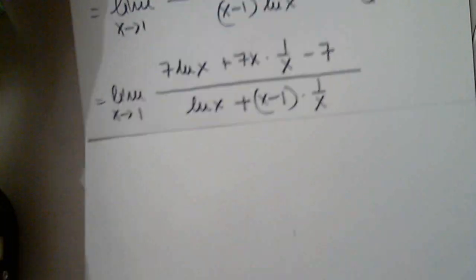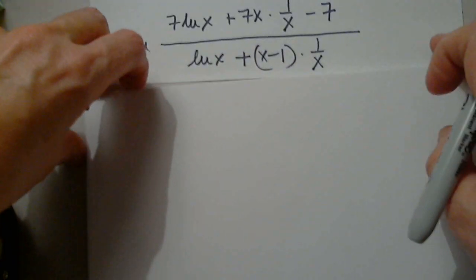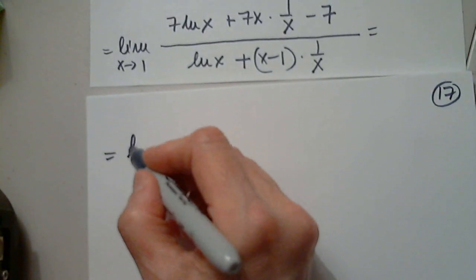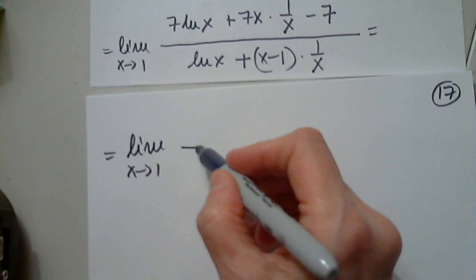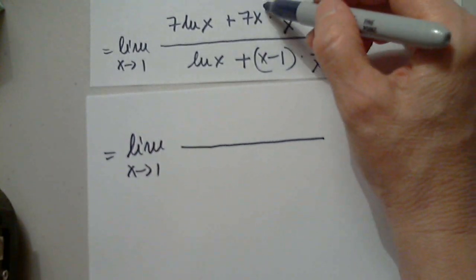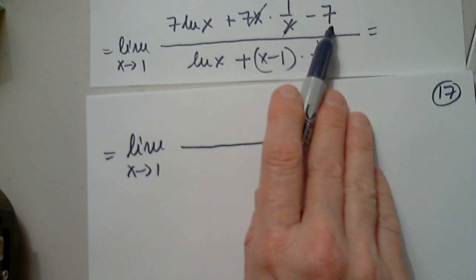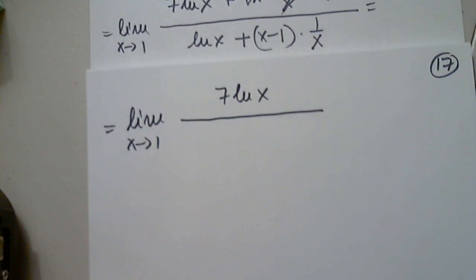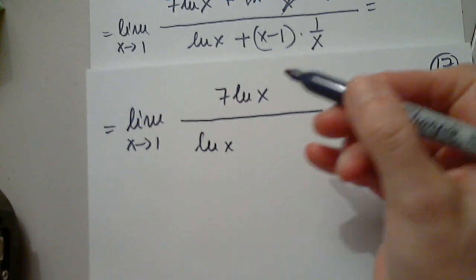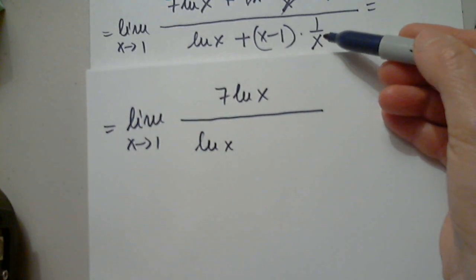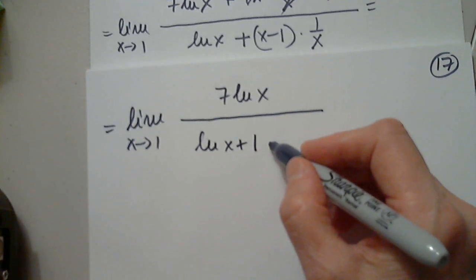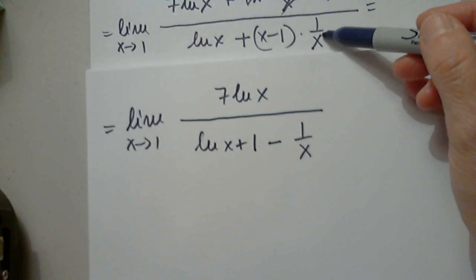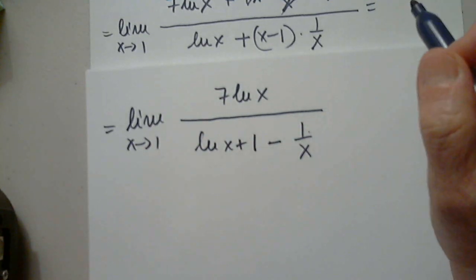We continue. Do not drop the limit operator, we have not applied it yet. So these two go away, and luckily 7 minus 7 is 0. So the numerator is only 7 natural log x. Let's see the denominator: natural log x. X times 1 over x is 1 plus minus 1 over x. I distributed 1 over x to get 1, and 1 over x to negative 1 to get this.